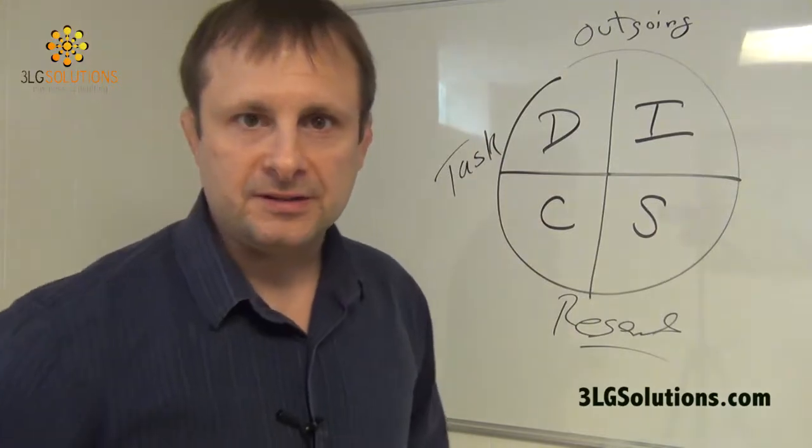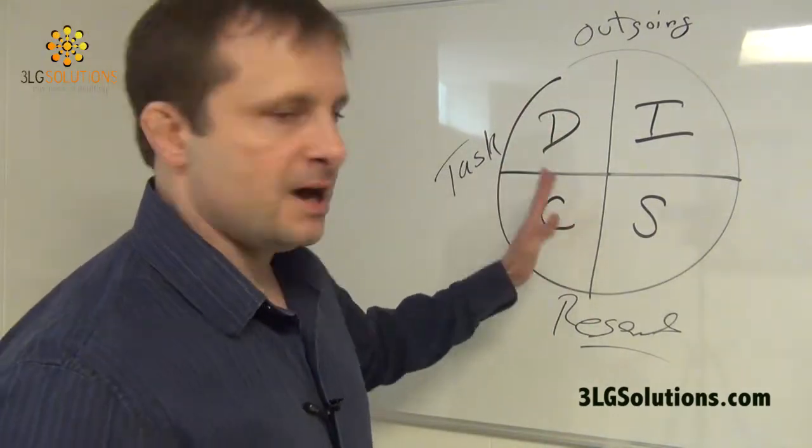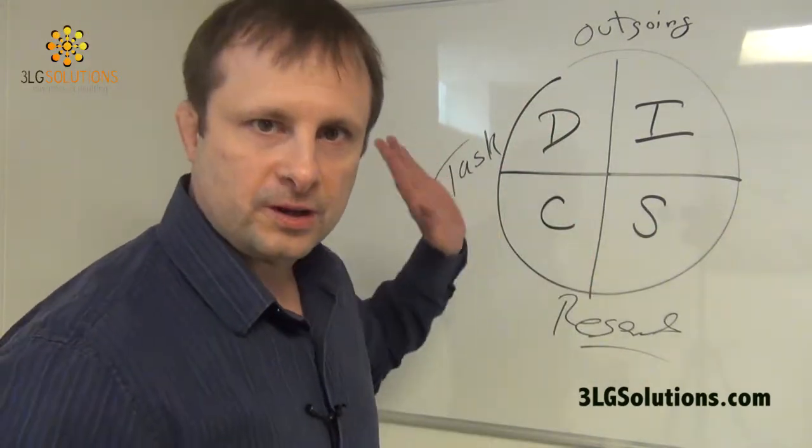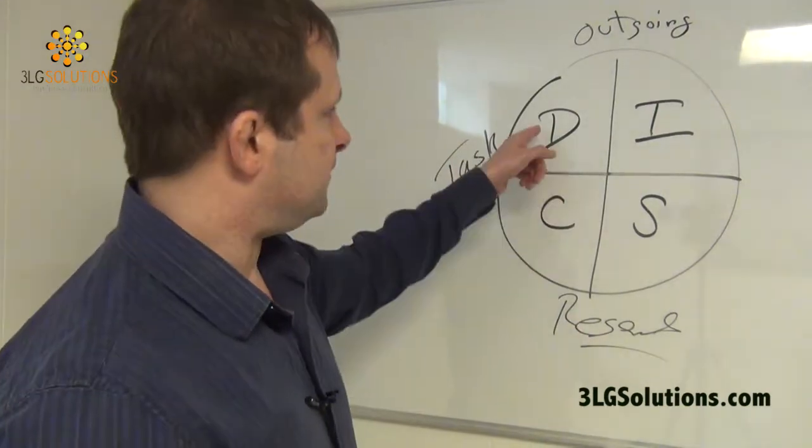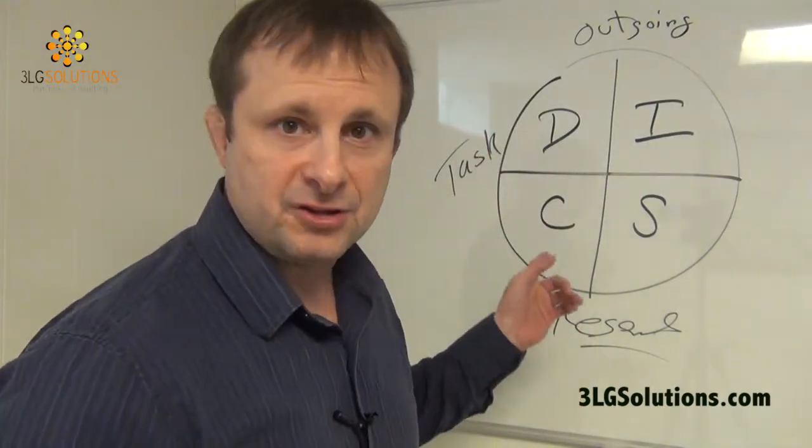They're more task-oriented. They want to get things done. Okay, but just give me the job. Leave me alone. I'm going to get it done. The D wants it done quickly. The C will make sure it's right.